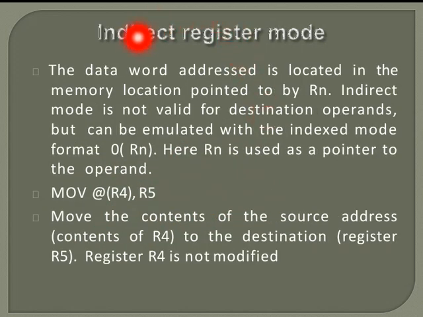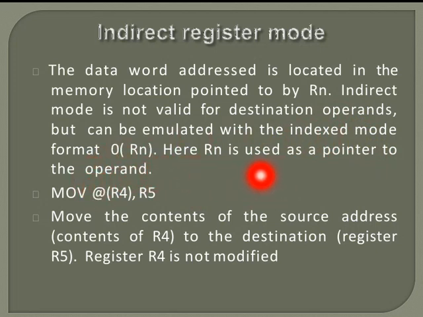Next is indirect register mode. The data word address is located in the memory location pointed to by Rn. This is not valid for your destination operand. This can also be emulated with the help of the indexed mode format 0(Rn).